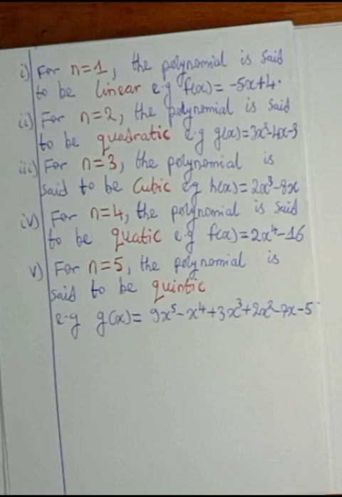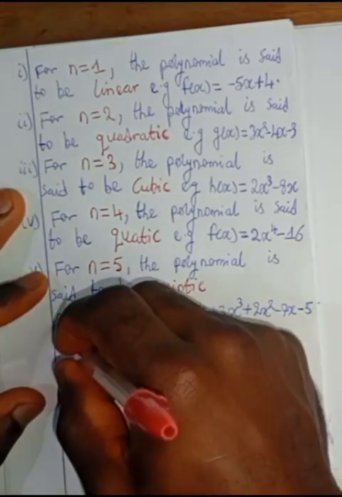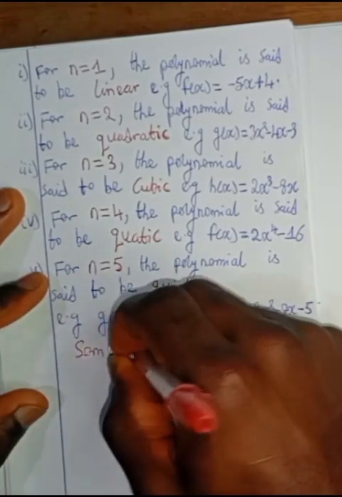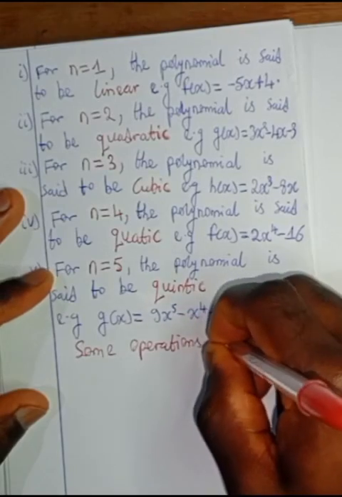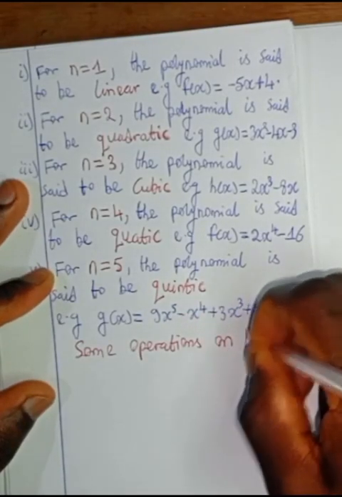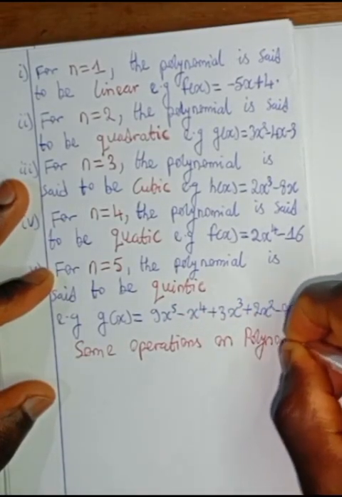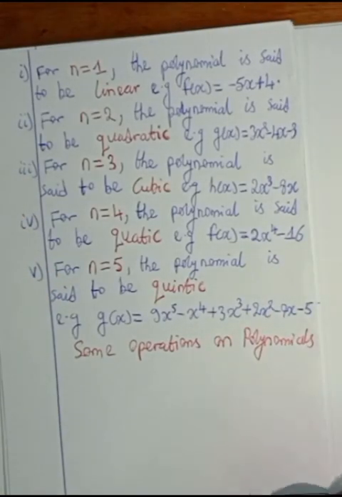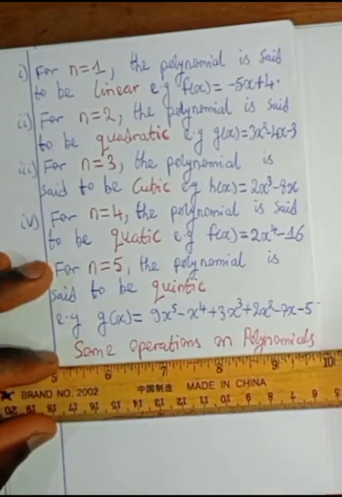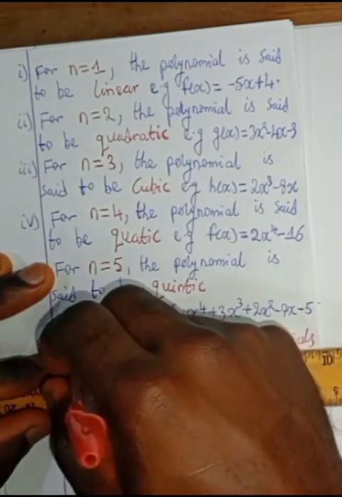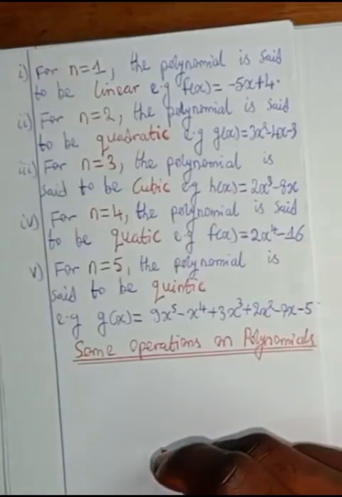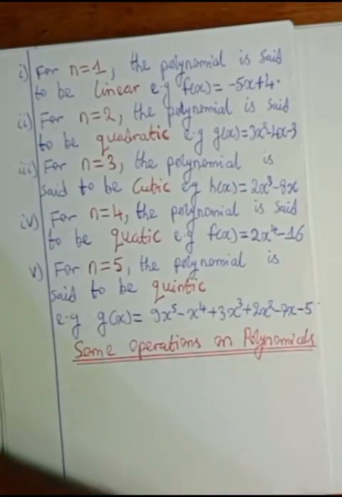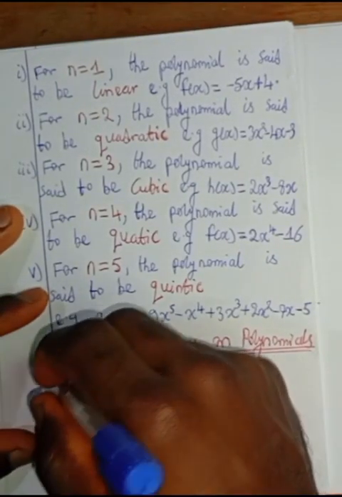Now the next thing we are going to look at is some operations on polynomials. Take down the heading, some operations on polynomials. We are going to see how to add, how to subtract, how to multiply, or how to divide any given polynomials. We start by taking this down.